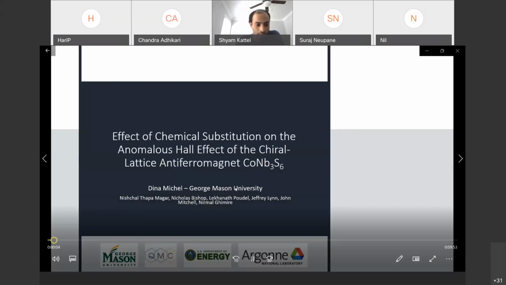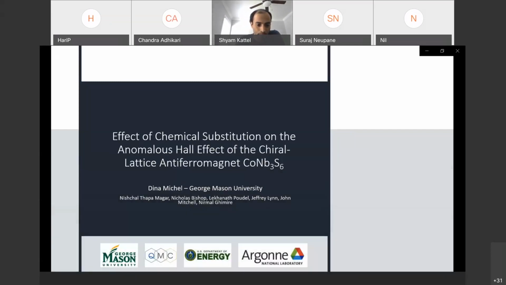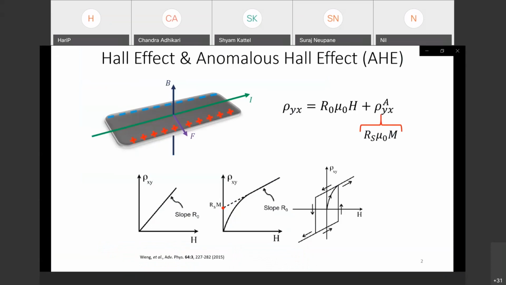Today, I'll be speaking about the effect of chemical substitution on the anomalous Hall effect of the chiral lattice antiferromagnet cobalt niobium-3 sulfur-6. To begin with a little bit of background, it is known that every conductor shows the Hall effect. When a magnetic field is applied perpendicular to current and voltage is measured across both, we get the Lorentz force, which is responsible for the Hall effect.